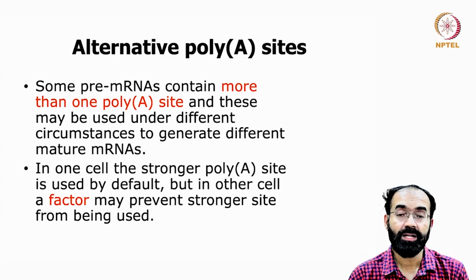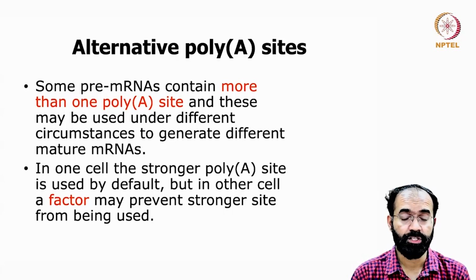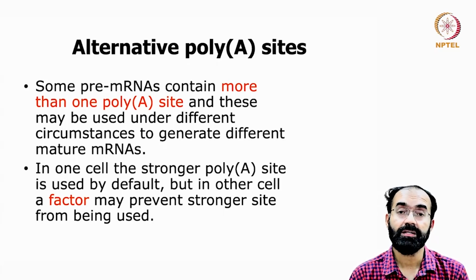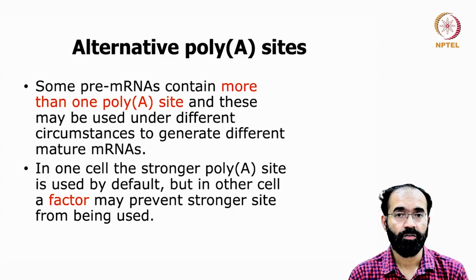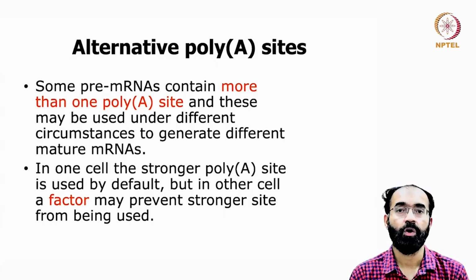And the poly A sites may be used under different circumstances to generate mature RNA. Now, in simplistic terms, we can say a gene has 3 poly A sites. One is say 50 base downstream of the stop codon, another may be 100 base pair downstream of the stop codon, another may be 200 base pair downstream of the stop codon. So now the question is, will it use the 50 base one, will it use the 100 base one, or will it use the 200 base one? The answer is, it depends which tissue you are talking about.